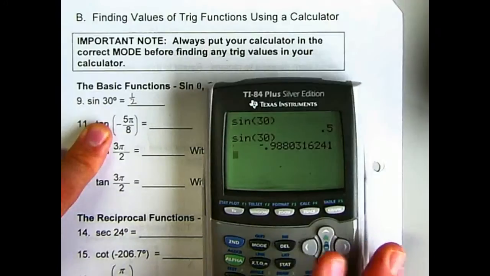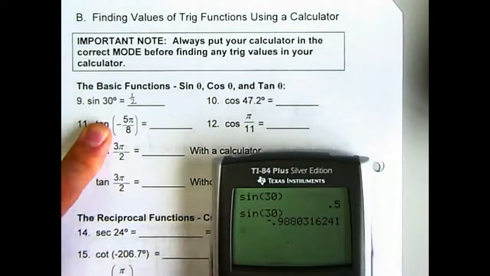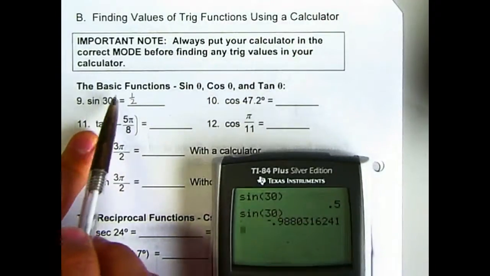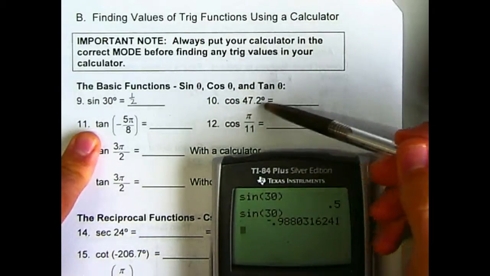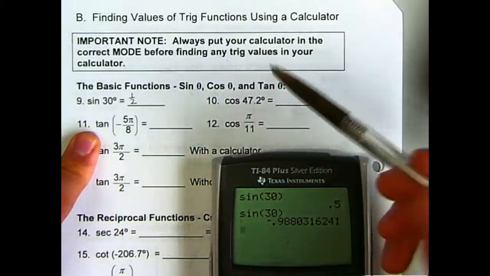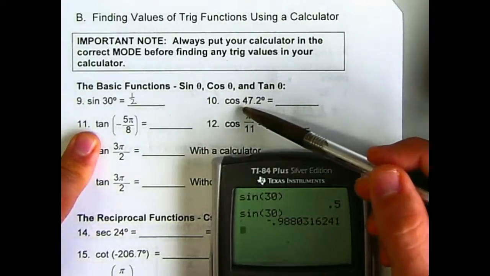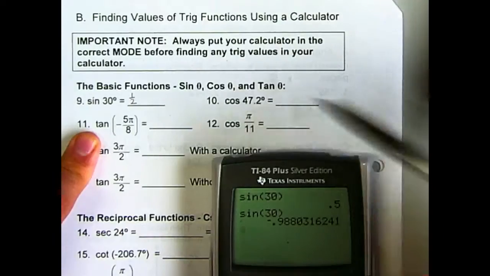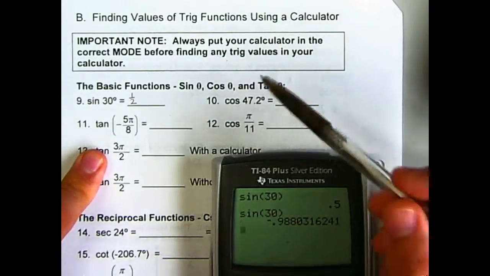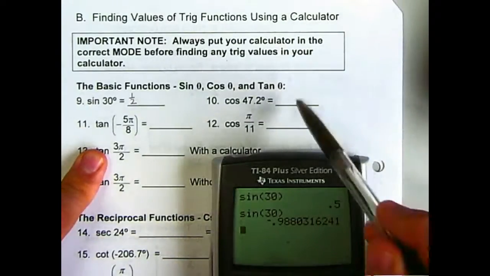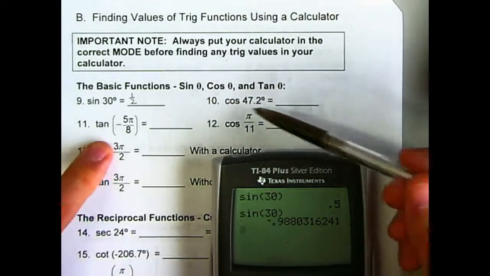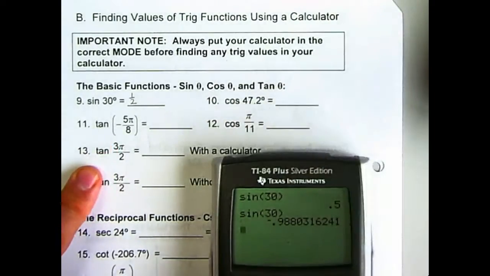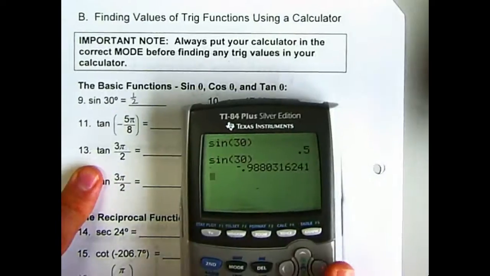So what's nice about the calculator though is that we've just been dealing with our special triangles, 30s, 45s, and 60s, but now we can go ahead and find the trig ratios for any angle. It doesn't have to be a special triangle. So I'll let you guys go ahead and give these a try. I can just push cos of 47.2 degrees in there. As long as I have my calculator set to degrees, it's going to spit out the proper value.